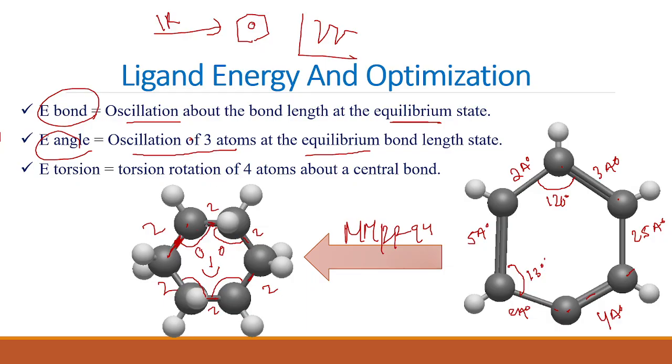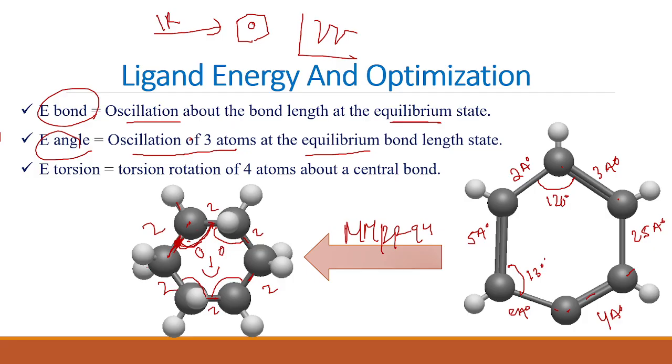Again, the same thing about the bond angle, oscillation of the three atoms at the equilibrium bond length state. When the compound is exposed to any radiation and it has the bond length, at that time, what is the bond angle between this carbon, this hydrogen, and other atoms? That will be the equilibrium bond angle.